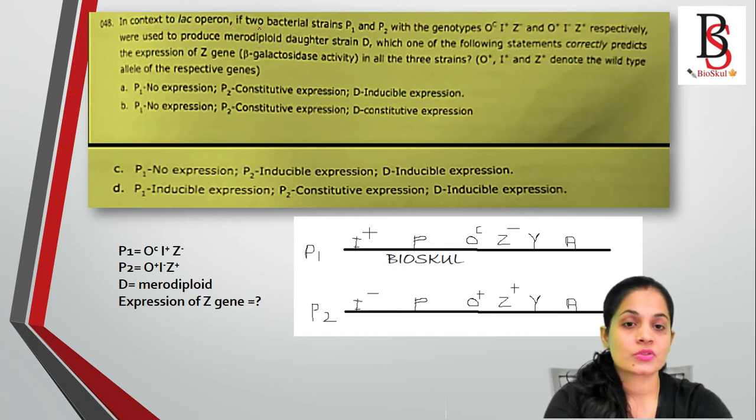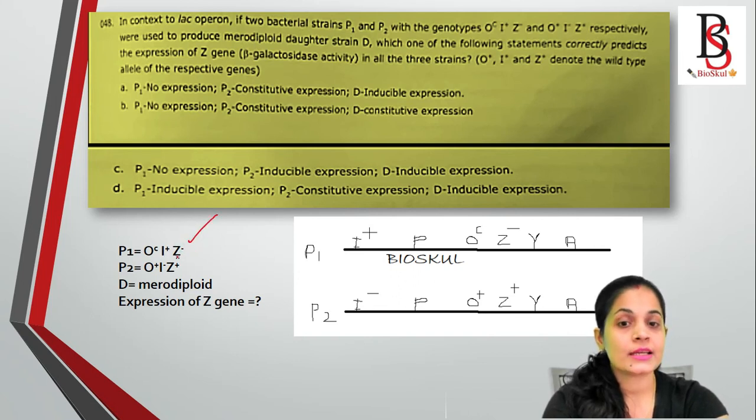Okay. The next question. In context to Lac Operon, bacterial strains P1 and P2 with genotype, okay, so here it is given the genotype of the P1 bacterial strain is O^C I plus Z minus, and the P2 strain is O plus I minus Z plus, and D is a merodiploid. Okay, the merodiploid is produced from these two strains. Then it is asking about the expression of the Z gene in all these three strains.